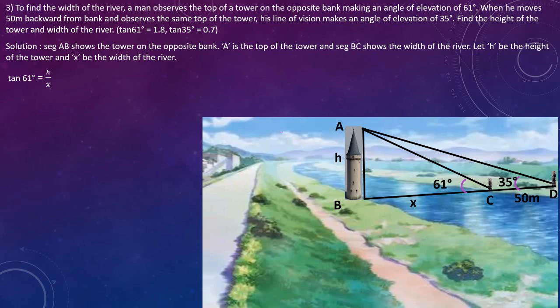Now let us consider the triangle ABC. In this triangle ABC, we have the value of theta, that is 61 degrees. Here again we have the relation of opposite and adjacent, so we are going to use tan theta. So tan 61 degrees is H upon X. The value of tan 61 is already given in the question, that is 1.8, which is equal to H upon X. Therefore H is equal to 1.8 into X. Now multiplying by 10 on both sides of this equation, we get 10H is equal to 18X. Let us consider this as equation 1.